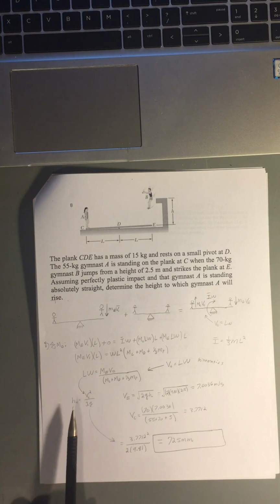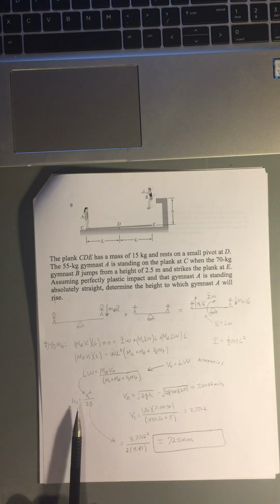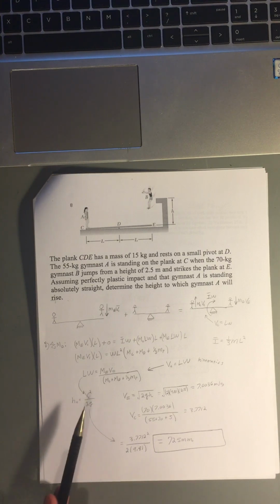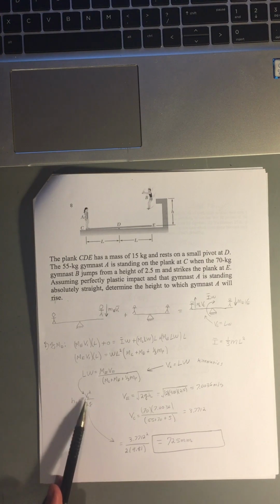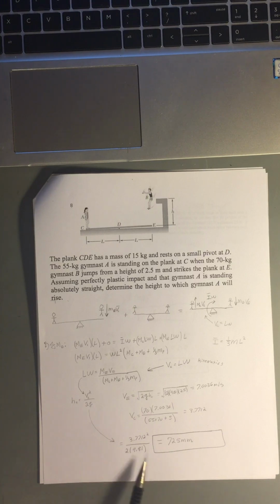And then we can plug that into this relationship and we can finally solve for h, the height which gymnast A will rise to. And so for the final answer, I'm plugging in the VC that we just calculated and our gravity constant. We can find that the height which gymnast A will rise to is 725 millimeters. And so that's the answer for this problem.